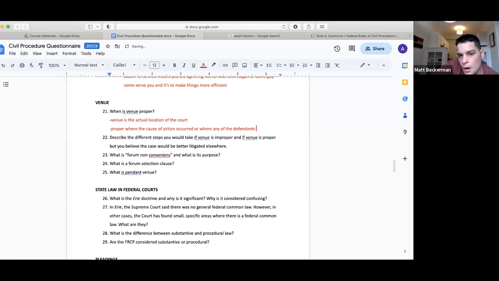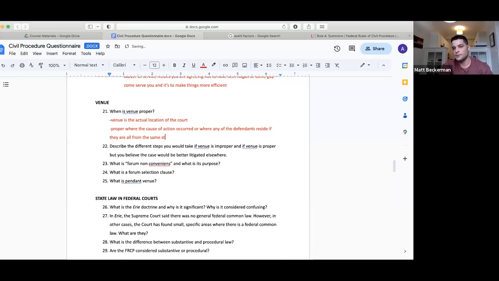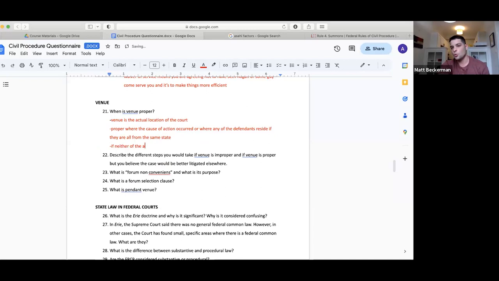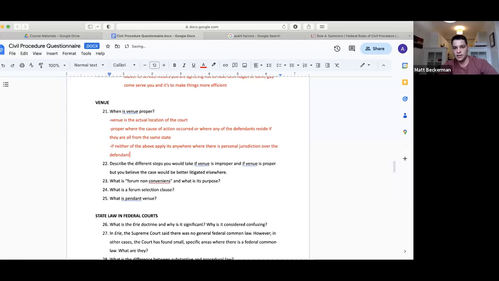I think that's only if they're all from the same state. Let me check that. Yeah, it's only if they're all from the same state. And then if neither of those apply, which often happens, and you're going to be tested on circumstances when neither of those apply, it's anywhere where there's personal jurisdiction over the defendant. For example, if the action occurs in a foreign country, then neither of those will apply, because every suit that we're talking about on the bar is in the US.